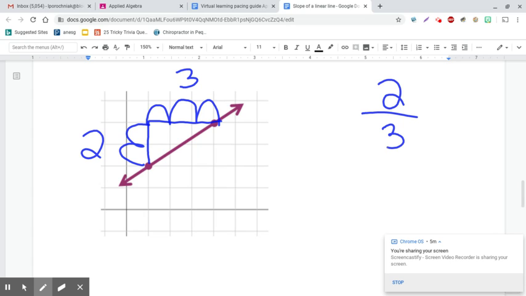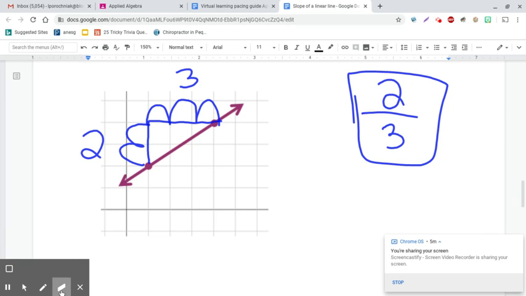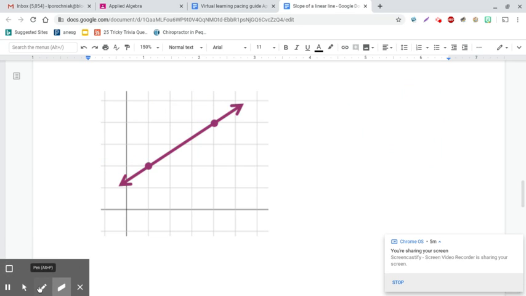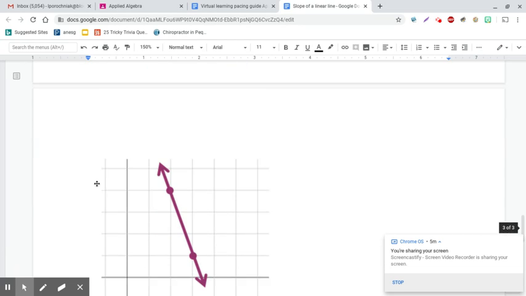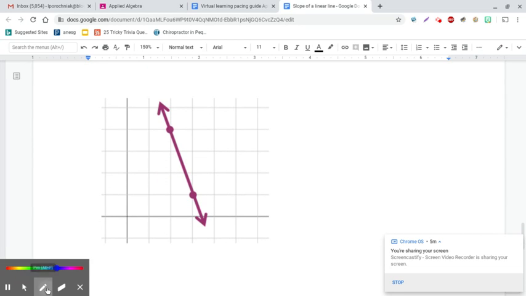2 over 3. Guys, that cannot be simplified. We are done. See, not too bad, right? We have one more. Last one. Let's look at this one.